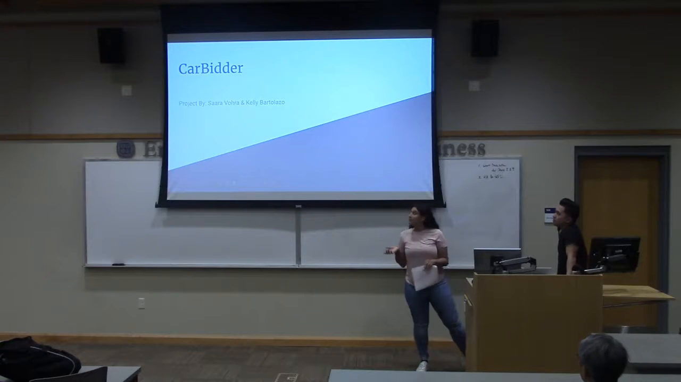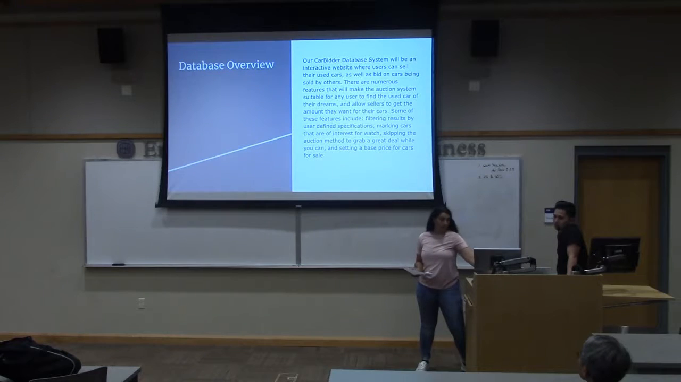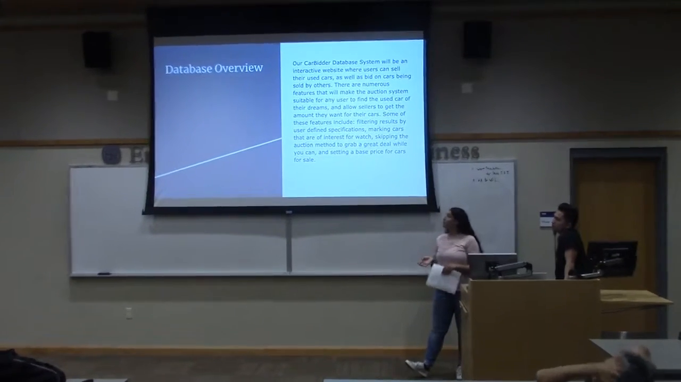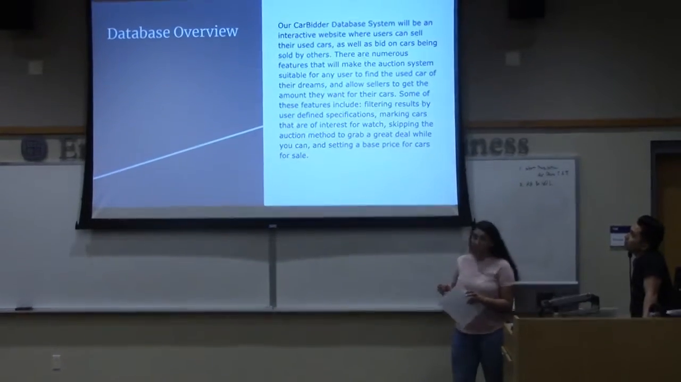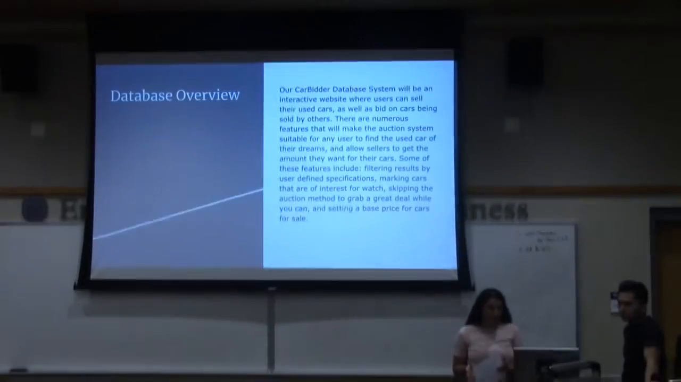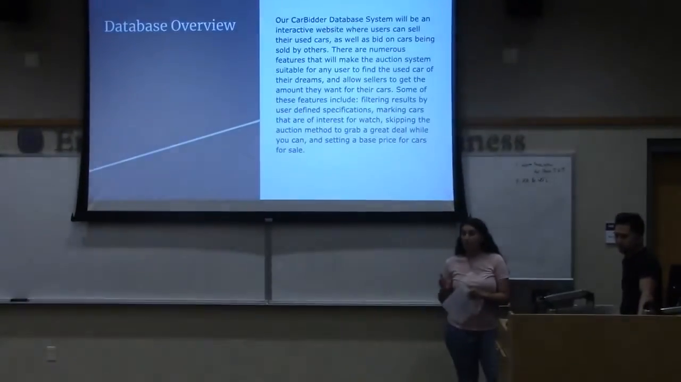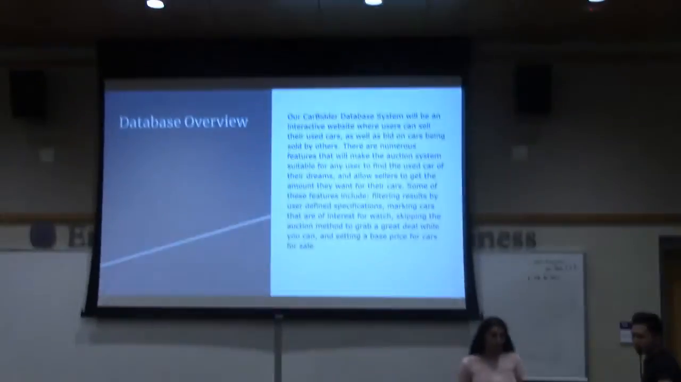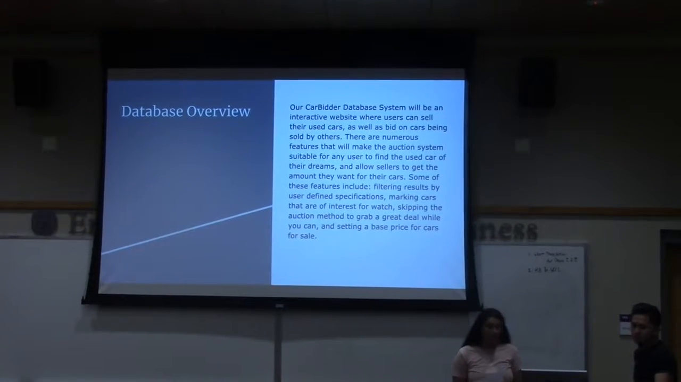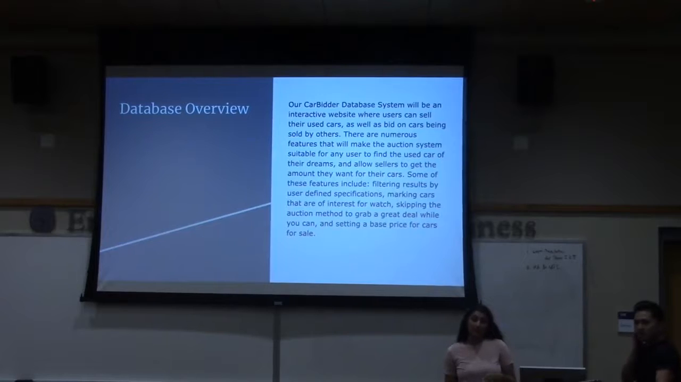So for our database, we're doing a car bidding system. A basic overview: we're going to have an interactive website for users. There's going to be numerous different features for the auction system. It's going to be suitable for both bidders and sellers. Bidders will be able to find the used car of their dreams, and sellers will be able to get the amount that they want for the car.